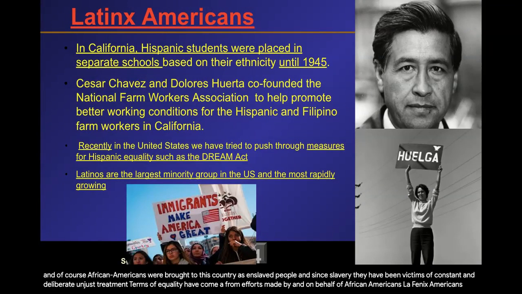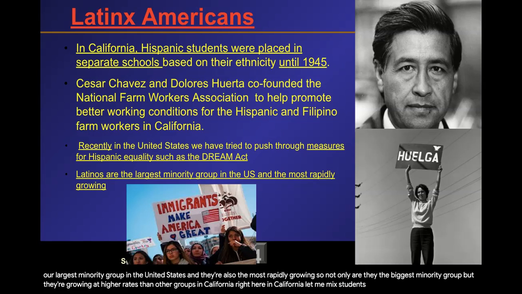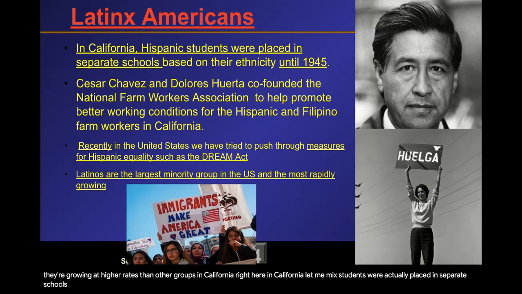Latinx Americans are our largest minority group in the United States, and they're also the most rapidly growing. So, not only are they the biggest minority group, but they're growing at higher rates than other groups. In California, right here in California, Latinx students were actually placed in separate schools based on their ethnicity until 1945. So they were separated based on race.